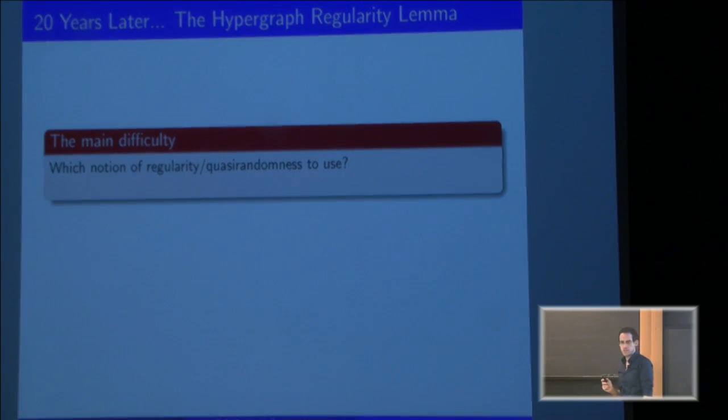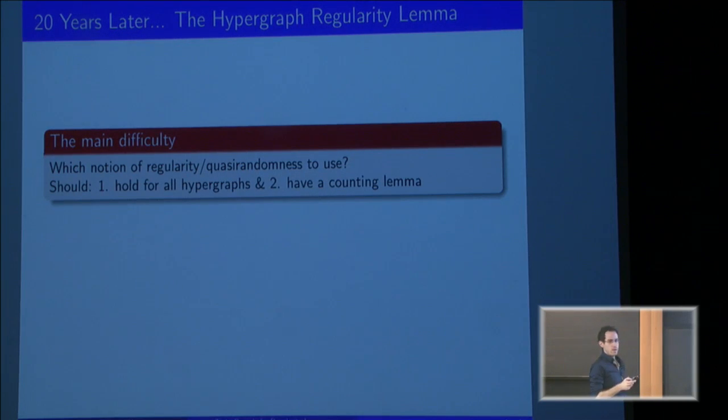three uniform hypergraphs, say. For graphs, I didn't actually specify in the first slide when I told you about the regularity lemma what epsilon quasi-random means, but essentially any reasonable notion of quasi-randomness would work. What is known as epsilon regularity, or having a small second eigenvalue, or having small co-degrees of pairs of vertices, any reasonable notion of quasi-randomness is equivalent to all the others. For hypergraphs, the situation is much more complicated.